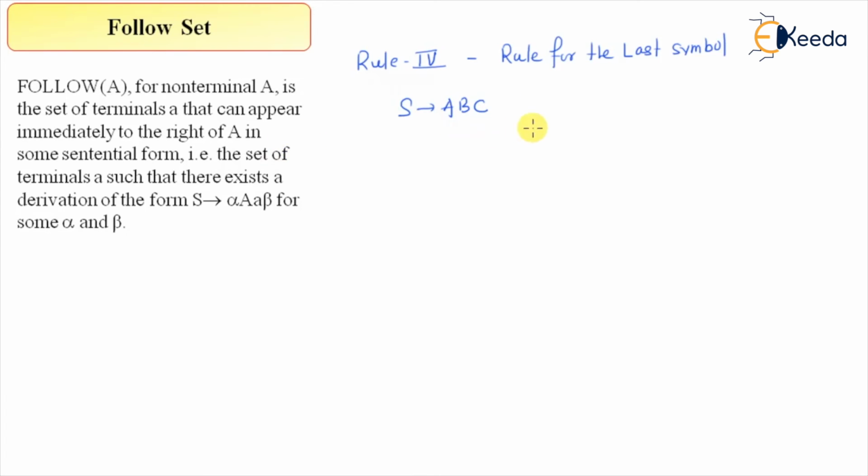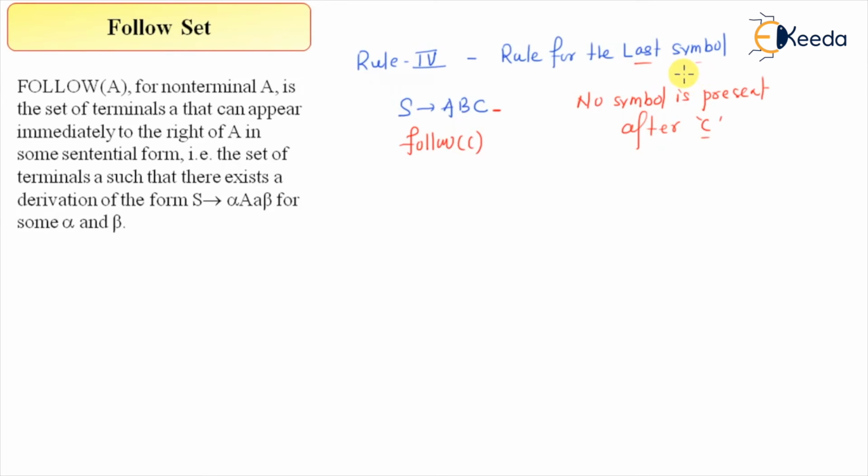So now the last symbol rule says how to compute the value follow of capital C. Now if you want to compute follow of capital C, what will the answer be? Because the position here is that after C nothing is present, no symbol is present after C. And that's why we call it the last symbol rule. So C is the last symbol.